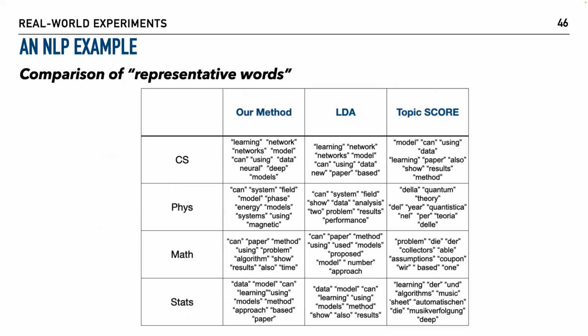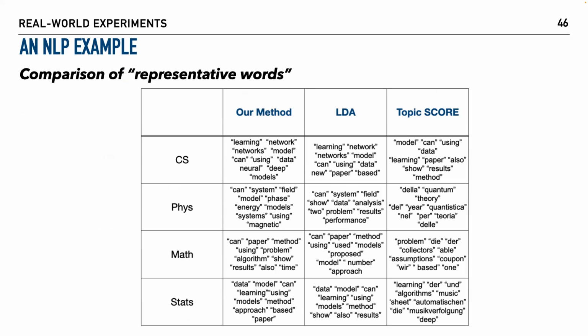When we look into the reason for that, we actually looked at representative words, so the top 10 representative words in that topic. For instance, for physics, we have things that make sense, like energy, model, phase, magnetic, right? So it was pretty nice. For LDA, there's a bit of overlap between the two as well, which is, I suppose, good.